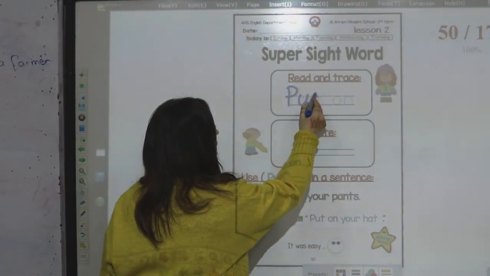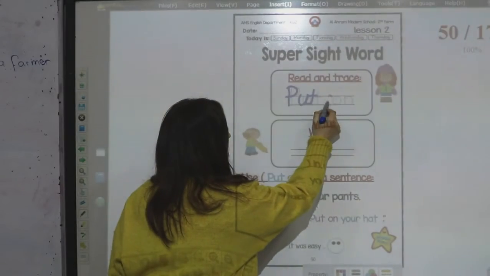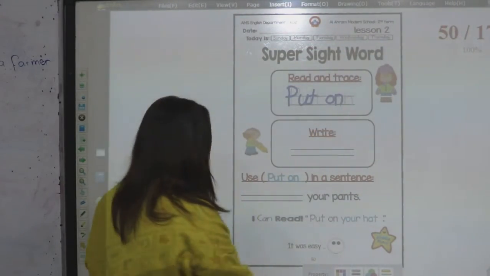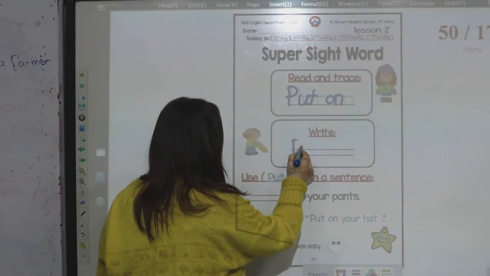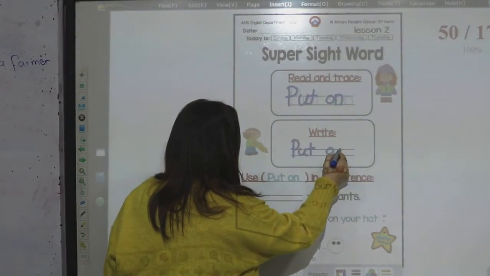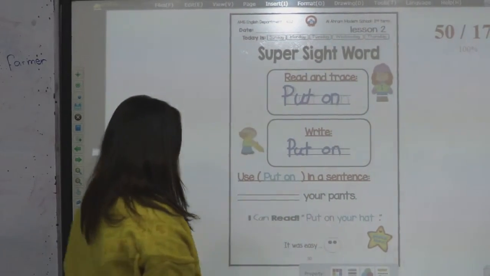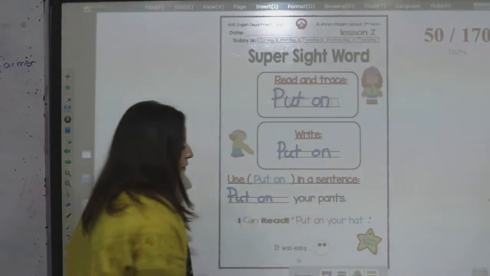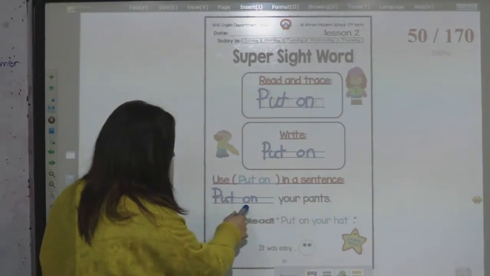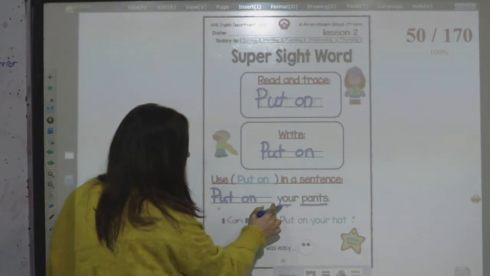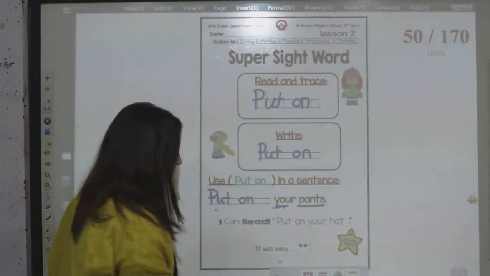Put, space, on. Put on. Again. Put on. And for the last time, write it again. Put on. Then read the sentence. Put on your pants.